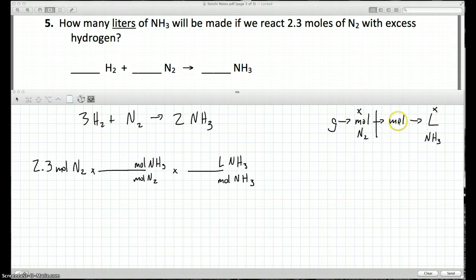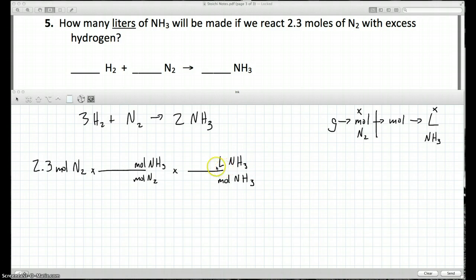My second step is moles of NH3 to liters of NH3, and that's what we're doing with this conversion factor, moles of NH3 to liters of NH3. And just like before, I have that diagonal down to the right pattern. Moles N2 is going to cancel moles N2. Moles NH3 is going to cancel moles NH3. We'll be left with liters NH3, which is what we're looking for.